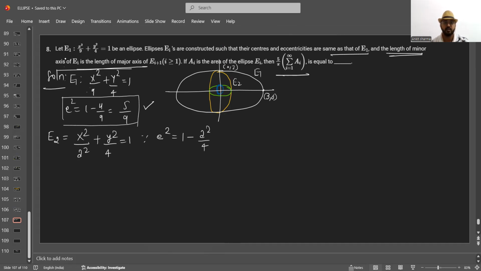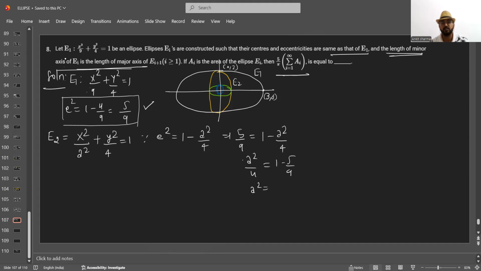So E square is 5 over 9. That means I get 5 over 9 is equal to 1 minus A square by 4. So that means I get 9 minus 5 is 4 by 9, so A square by 4 is equal to 1 minus 5 by 9.